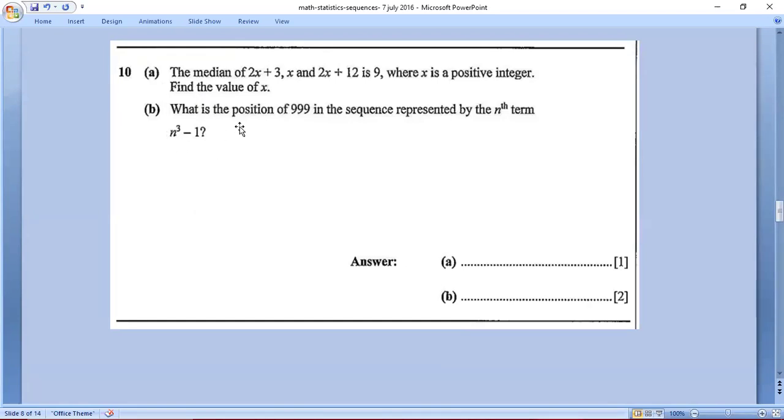Then part B says, what is the position of 999 in the sequence, represented by the nth term, n to the power 3 minus 1? So this is the topic. This is a question from the topic sequences, or your AP and GP, arithmetic progressions and geometric progressions.